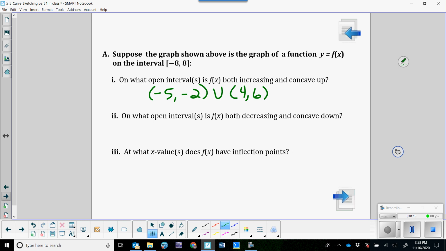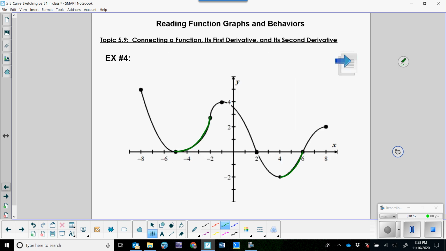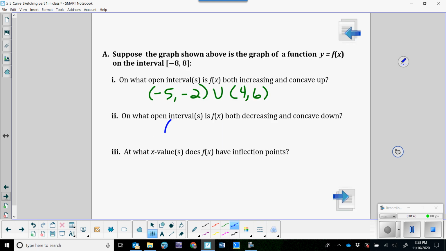Again, on what intervals is f of x both decreasing and concave down? Decreasing and concave down would only be from -1 to 2. That's the only place that I'm decreasing and concave down, because there are other places it's decreasing, but they're concave up in those places. So this would be from -1 to 2.